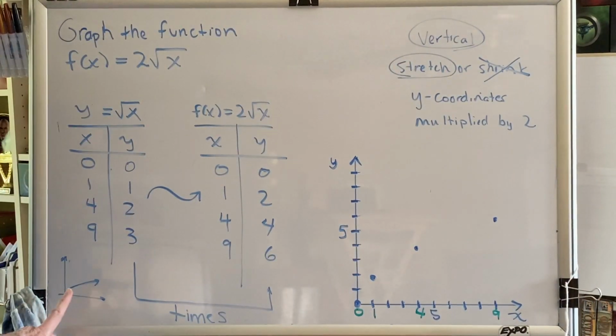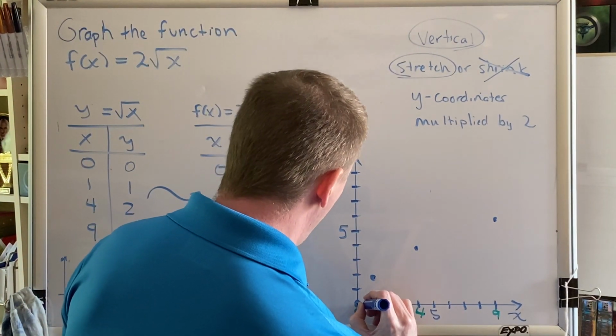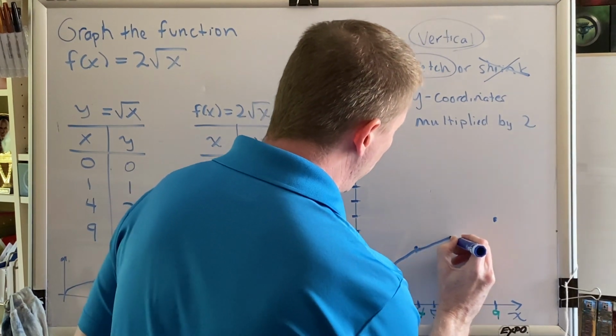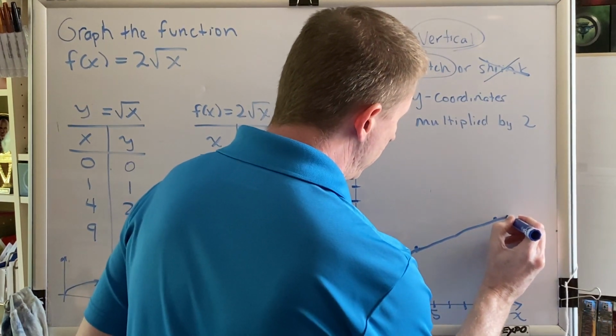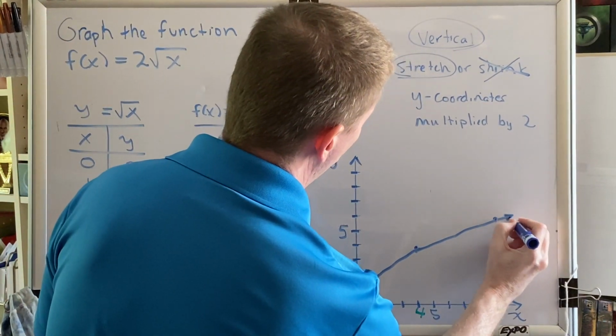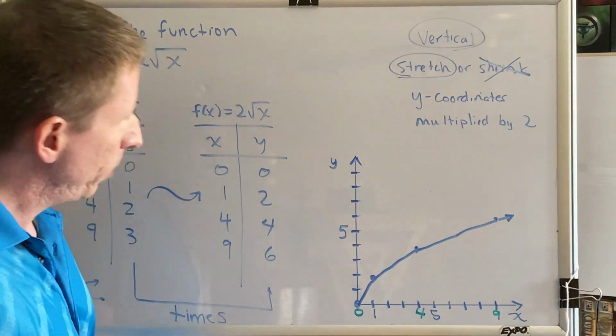Now connect them to form the shape that we typically associate with the square root function. Notice that this is our square root function, but it has been stretched vertically. In other words, it's a little bit taller than what we typically associate with the square root function. All right, this completes our graph.